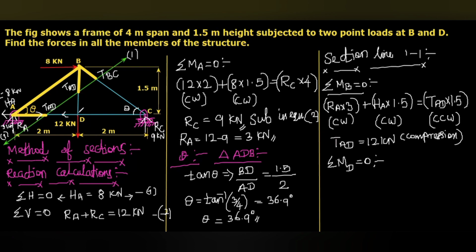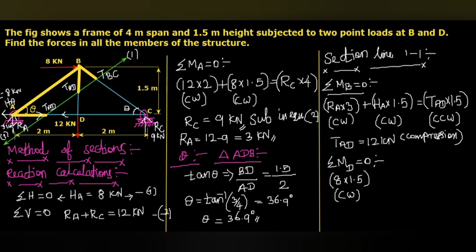With respect to the point D, here you can see this is 8 kilonewton. The perpendicular distance BD that is given 1.5 meter. So 8 into 1.5, that will be in clockwise direction. So 8 multiplied with 1.5, that is clockwise direction. And then another force RA.